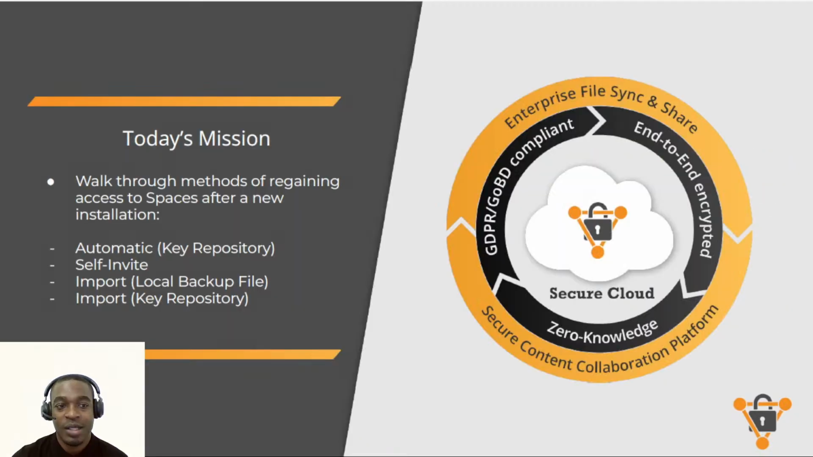So, our mission for today: we will walk through methods of regaining access to spaces after a new installation. We have four methods of doing so. An automatic method, if you have the key repository enabled, a self-invite, importing backup keys using a local backup file, and importing backup keys using the key repository if you have it enabled. And just a side note, the key repository is normally enabled by default. You would need to manually disable it in order for it to not work.